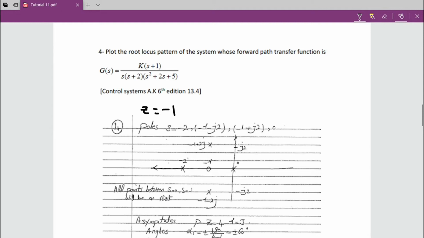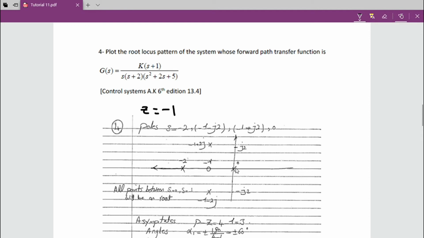Again, the number of branches is equal to the number of poles. So how many poles are there? 1, 2, 3, 4. So there are 4 poles, which means there will be 4 branches. It will be symmetric about the real axis. Now how many real axis segments will there be?